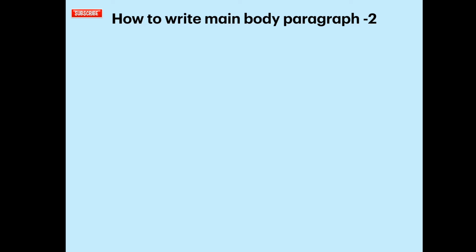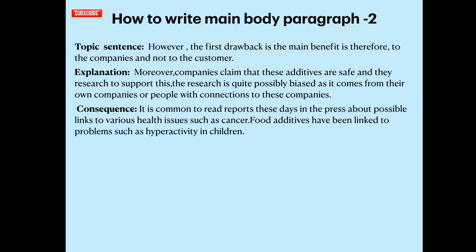The same process is followed in second paragraph. In this paragraph we are going to discuss about disadvantages. So in the main body paragraph 1 we have discussed about topic sentence, explanation, consequence. In the same way we are going to discuss in this paragraph also. So here the first sentence is topic sentence. In topic sentence we need to summarize the main idea.